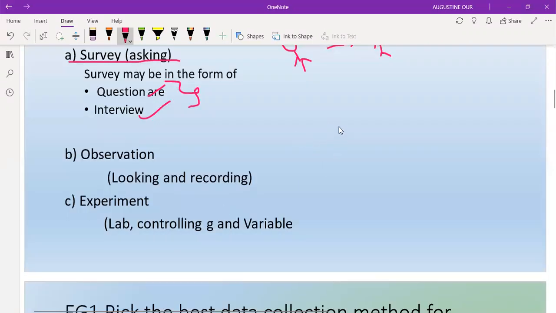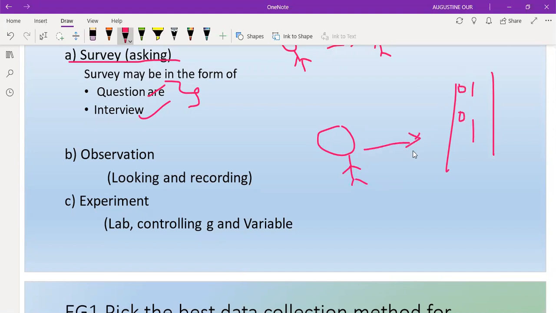Observation: you just stand on the road or maybe on a balcony, and then you watch cars passing by and start counting them. Oh, that was black, that was blue, that was red. Or you just watch a machine working. In observation, you look, and then you keep a record by hand. You may have a clipboard in your hand and just be ticking, saying, okay, I've seen that car, I've seen that car, I've seen that car.